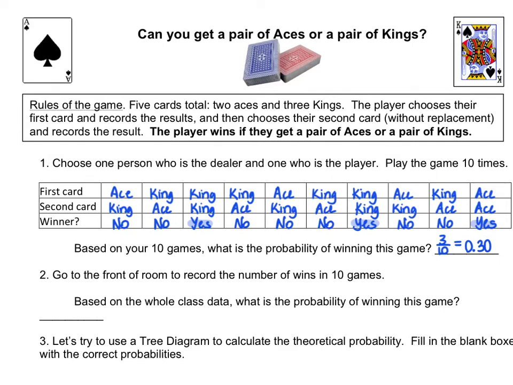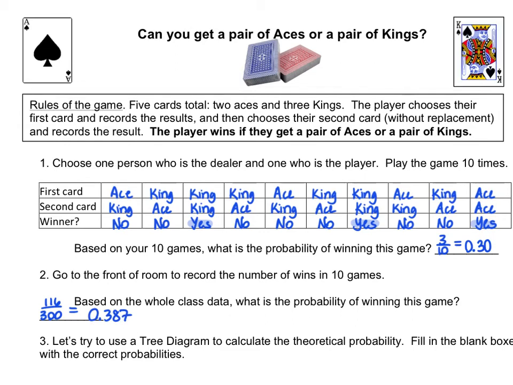If we were together, we'd be able to go up to the front of the room and draw on the board how many wins out of 10 each person got. If you remember my fictitious class of 30 students, we're going to say that we won 116 out of 300 games, and that's 0.387 to 3 decimal places.